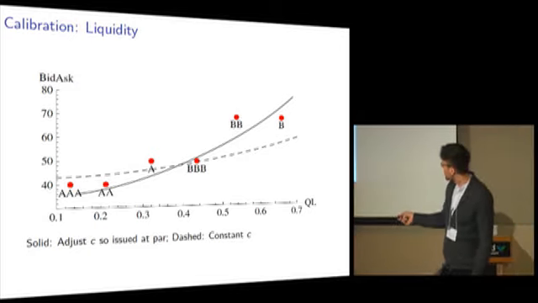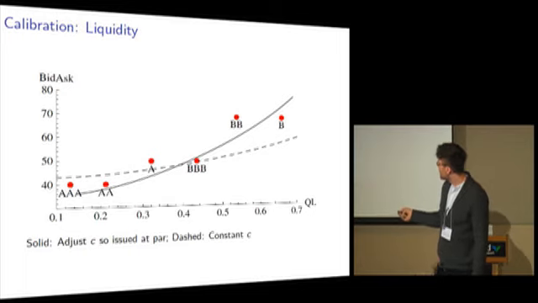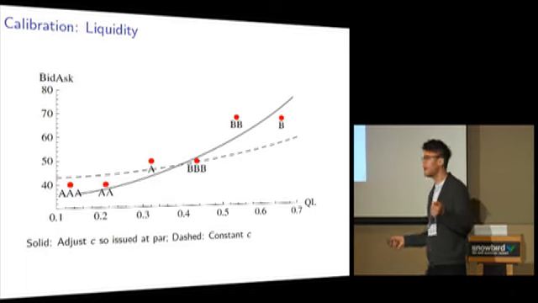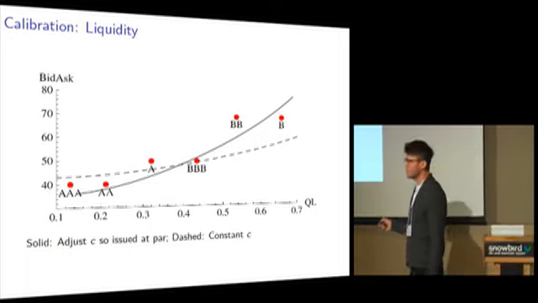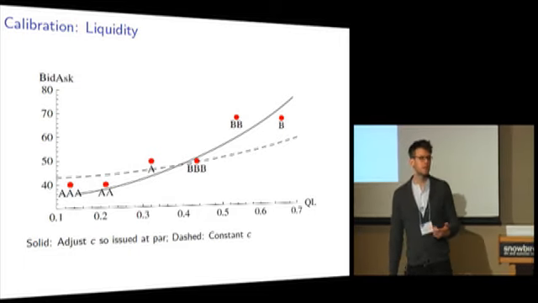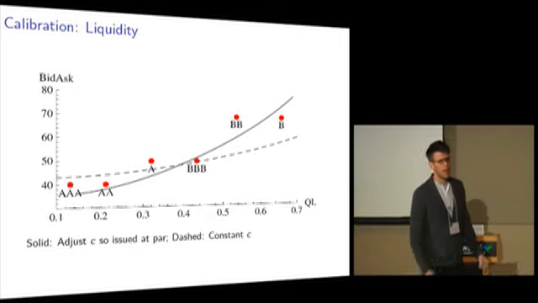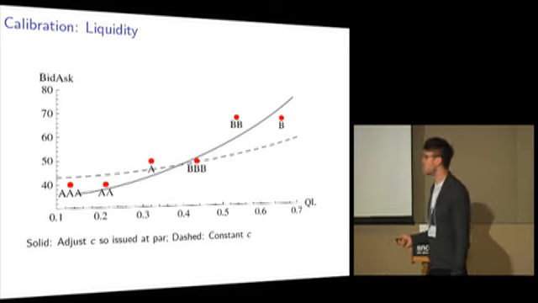So the dashed line here is essentially keeping C constant, not readjusting the coupon to have it issued at par. So this bond is only issued at par at a quasi-leverage of 40%. Other than that, the coupon is fixed, so the bond is not issued at par anymore outside the 40%. But it roughly matches the cross-sectional increase in the liquidity that we see in the market.